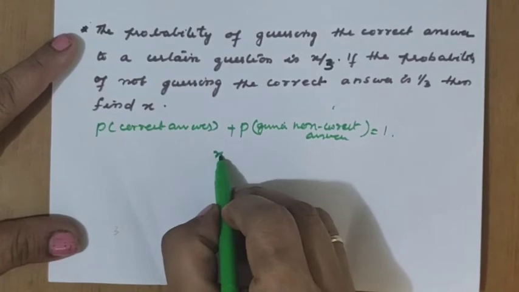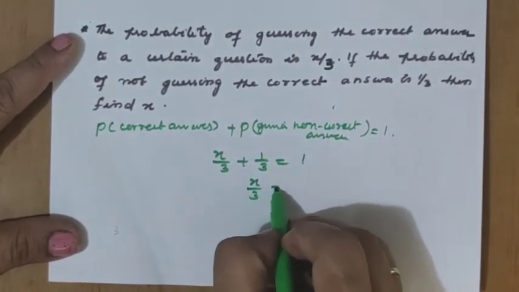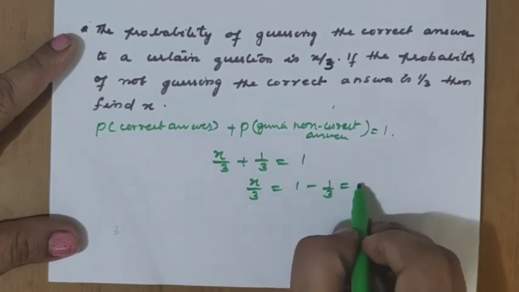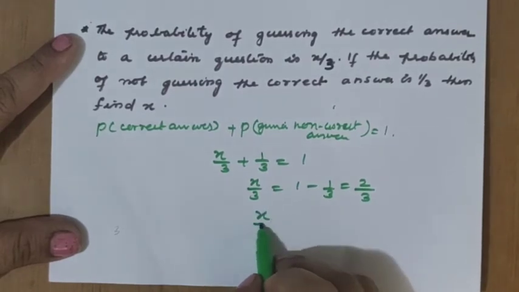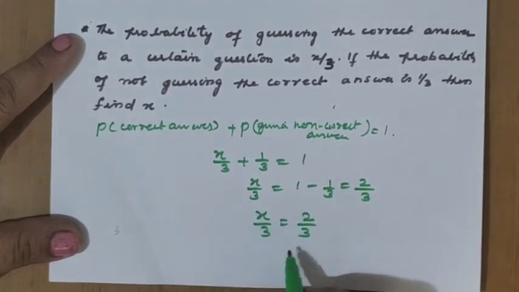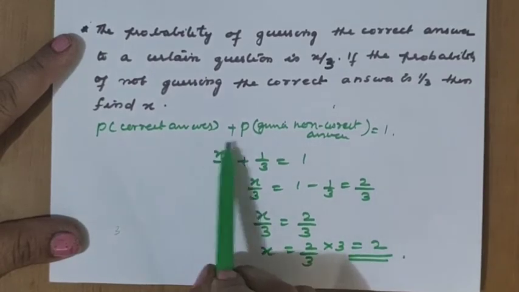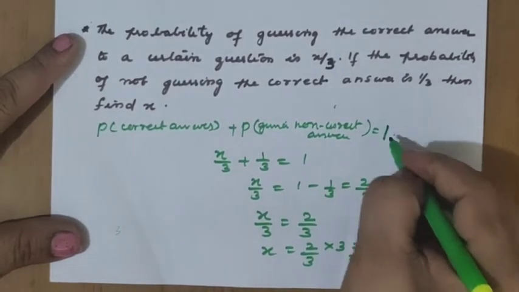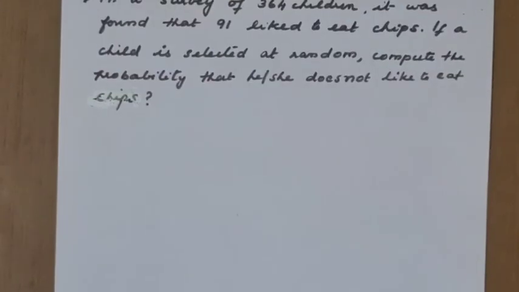So both are complement events, guessing correctly and guessing incorrectly. So here x by 3 plus 1 by 3 equal to 1, x by 3 equal to 1 minus 1 by 3 equal to 2 by 3. So x by 3 equal to 2 by 3, so x equal to 2 by 3 into 3 equal to 2. So the sum of the probability equal to 1 concept we have to use, substitute and solve for x.